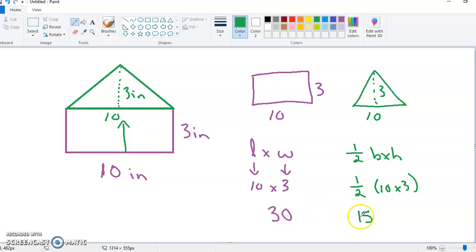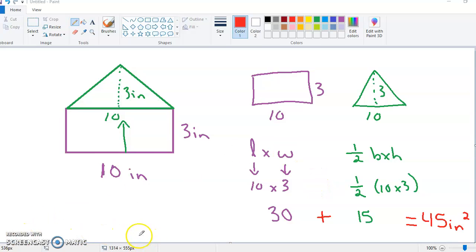So now what to do with these two different measurements? We're going to add them together. We combine the area of the rectangle with the area of the triangle to find the area of the entire shape, which is 45, and in this case, inches squared. So again, the best thing you can do is to take the shape and split it up into its different parts and then find the areas separately.